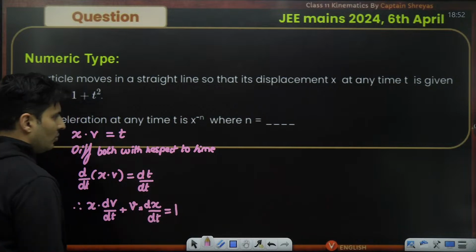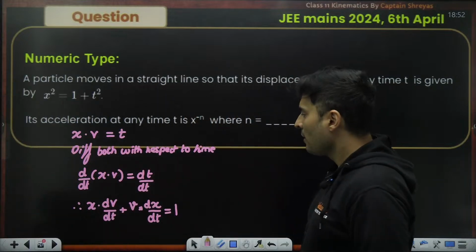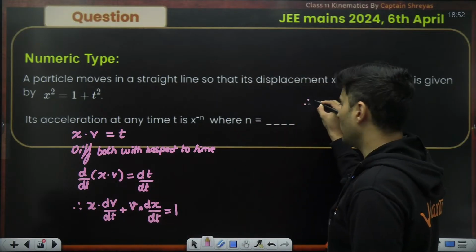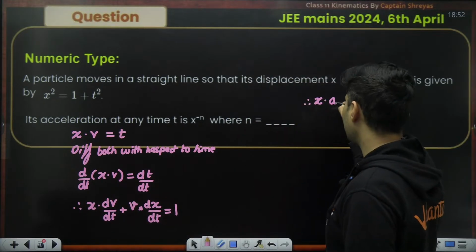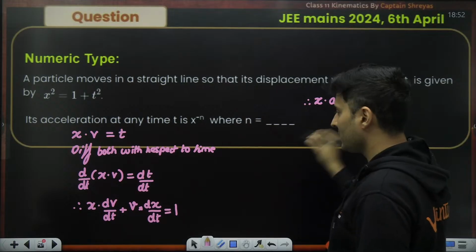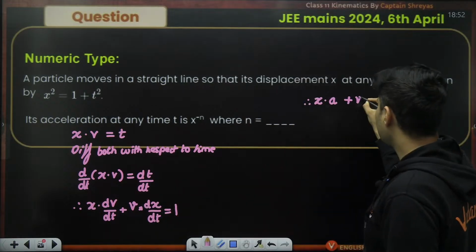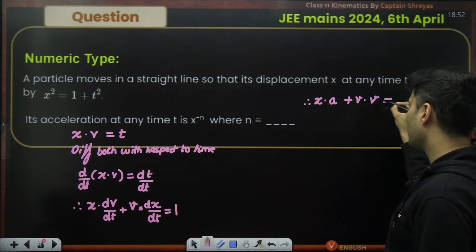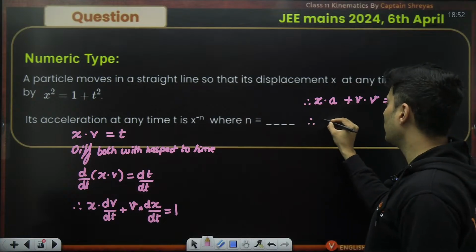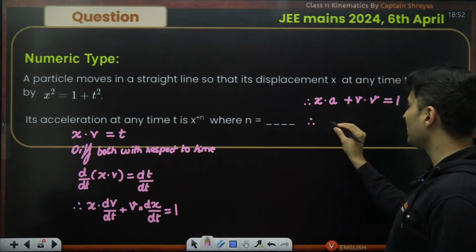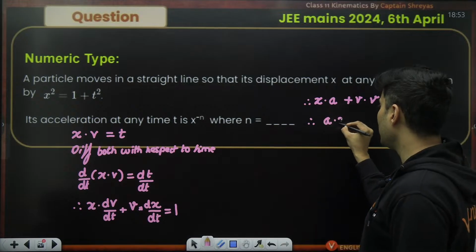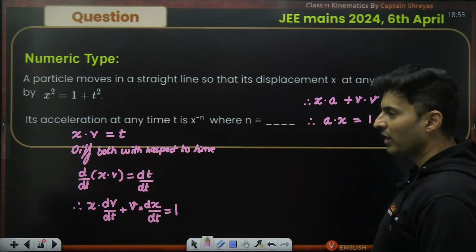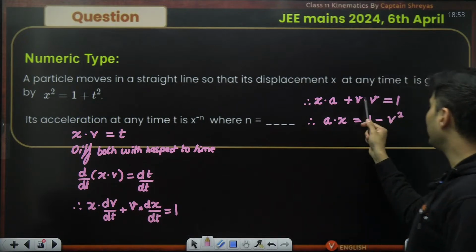This dt by dt is just what? Just leave it as it is. What is dv by dt? Wait a minute, it is acceleration. So this will be x multiplied by acceleration, okay? Plus v as it is. What is dx by dt? Dx by dt is nothing but velocity. Interesting. So therefore, I'm coming close to the answer, by the way. Acceleration into x is equal to 1 minus v square.